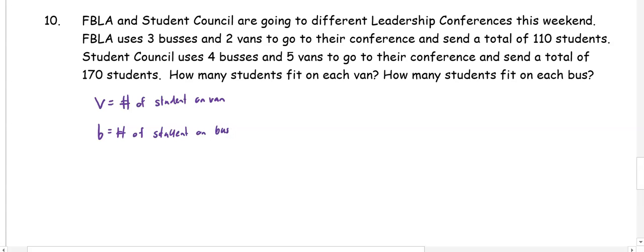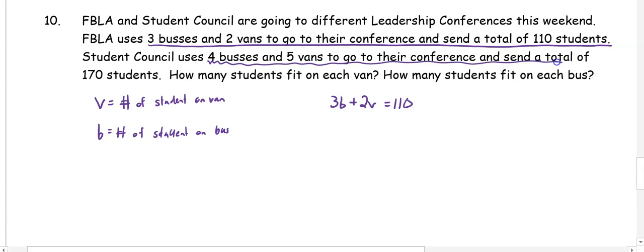So each sentence again is going to get its own equation. So FBLA uses 3 buses, so 3B plus 2 vans, 2V equals 110 for that total people that they were transporting. Student Council uses 4 buses and 5 vans to send 170 students. So we have 4 buses, 4B, plus 5 vans, 5V is equal to 170.